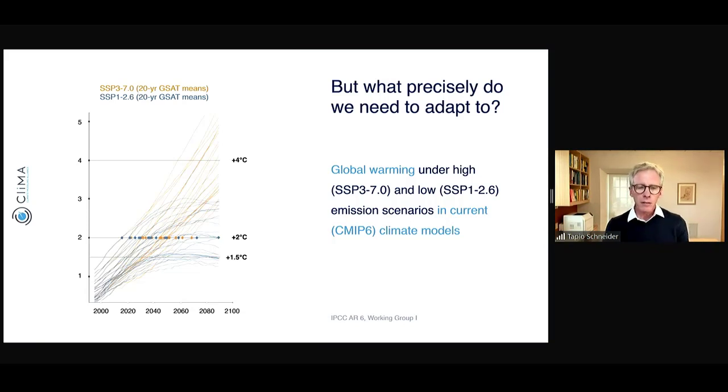And that huge span in predictions means that these predictions are not fit for purpose for adaptation planning, for the engineering purposes that we have heard about before. So climate models are good for realizing that we need to mitigate what we can in global warming. They're not good enough for a lot of adaptation decisions. For some they may be, but for a lot of engineering decisions like the bridges we heard about, they're not good enough.